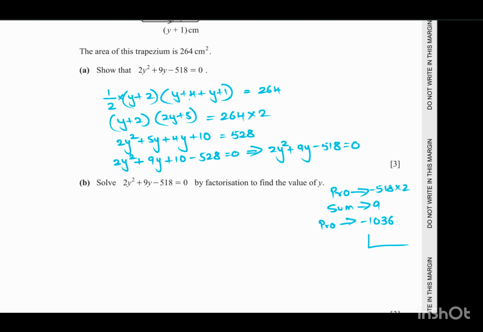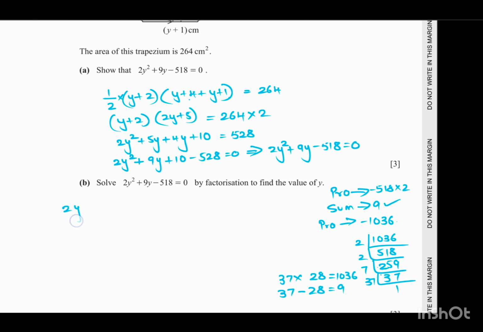So doing the prime factorization of this number, 2 5s are 10, 2 1s are 2, 2 8s are 16, 2 2s are 4, 2 5s are 10, 2 9s are 18. Then 7 times 3 is 21, 7 times 7 is 49. So this 37 is a prime number, so we cannot do further the factorization. Now here we can take 37 into 28, that is 7 into 2 into 2 is 28, to be 1036. Now it is negative, so one of the numbers should be negative. So when I take 37 minus 28, I get 9, which is the sum of the two numbers. So one is negative, one should be positive.